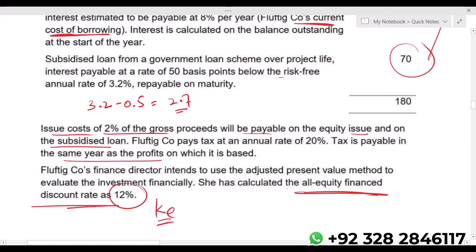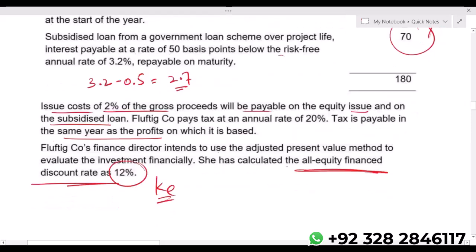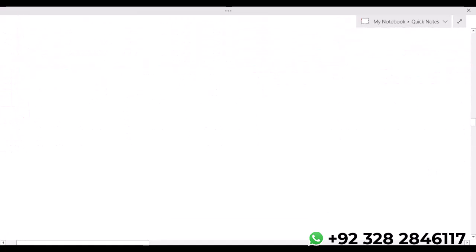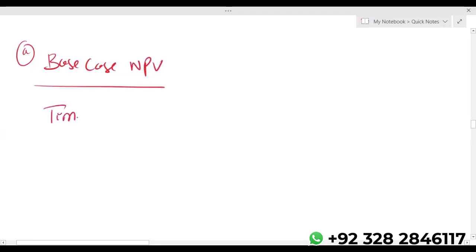Can I say for calculating base case NPV, examiner has already calculated the KE. So very easily we can calculate at least base case NPV because we know that APV is the combination of two NPVs. One of them is base case NPV. So let's simply calculate base case NPV. T0, T1, T2, T3, T4.